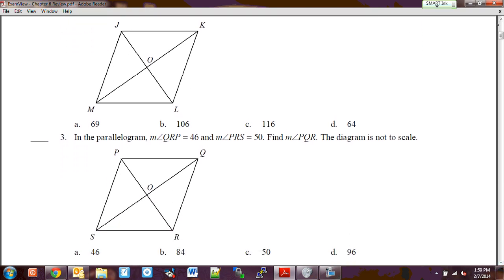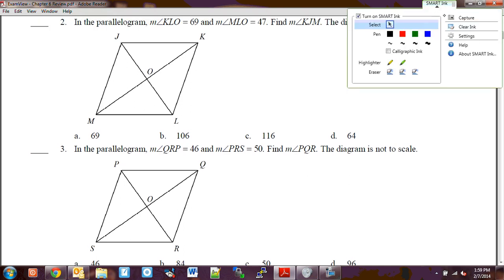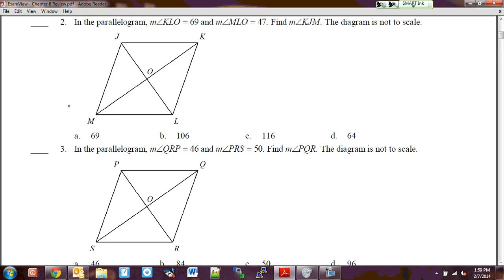All right. So number 2. It says in this parallelogram, the measure of angle KLO is 69 degrees. So we know that's 69 degrees. Oh, 69, not 60. MLO is 47 degrees. All right.